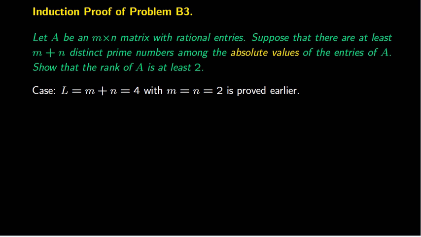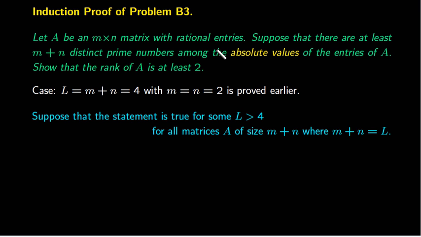So the lowest case, L equals 4, is proved at the very beginning of this video. So suppose the statement is true for all the matrices of this L greater than or equal to 4. Should be greater than or equal to 4. I don't know why. I hope I catch that. Greater than or equal to 4. So that induction starts from right here. Right? Alright. Let's see what happened.